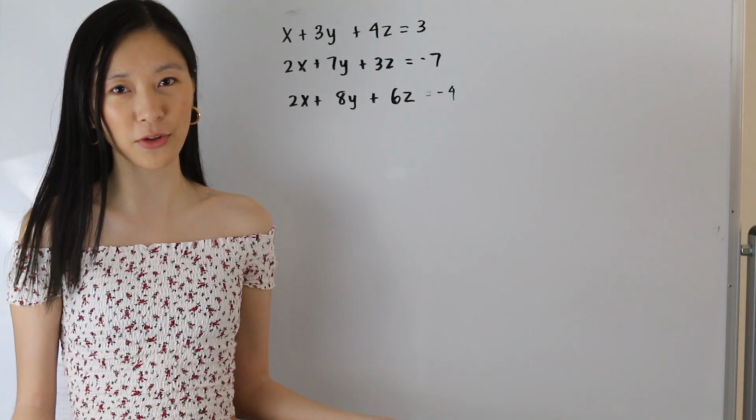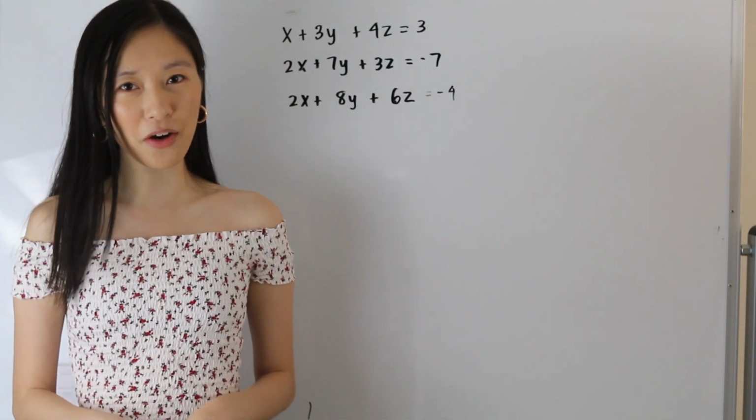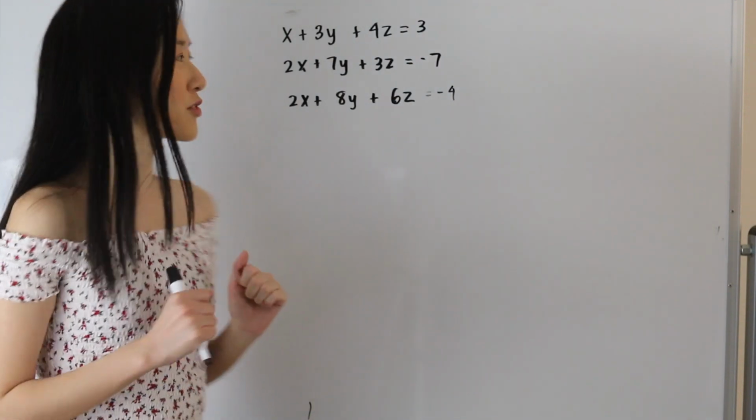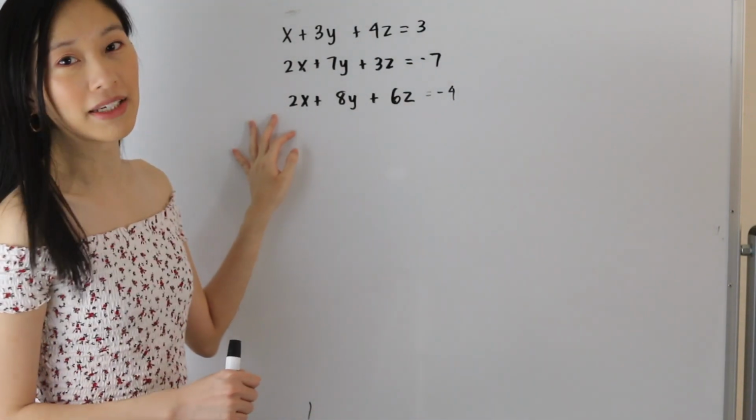I'll be showing you how to use Gauss-Jordan elimination to solve a system of linear equations. So in this problem here we have 3 equations and 3 unknowns, and the first thing that we're going to want to do is rewrite this in the form of an augmented matrix.